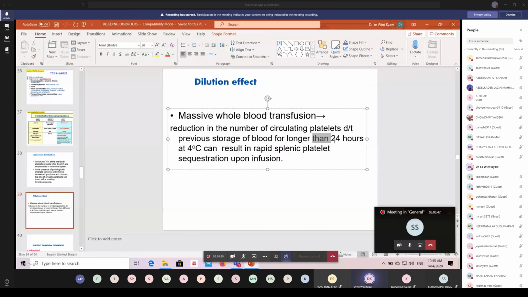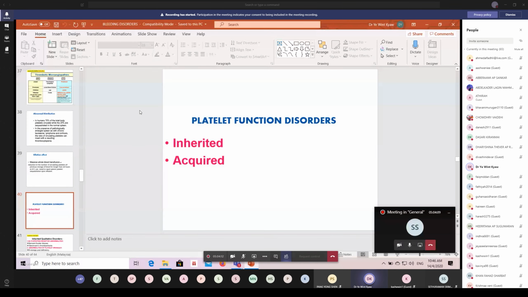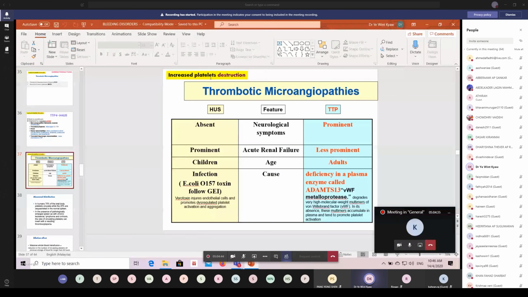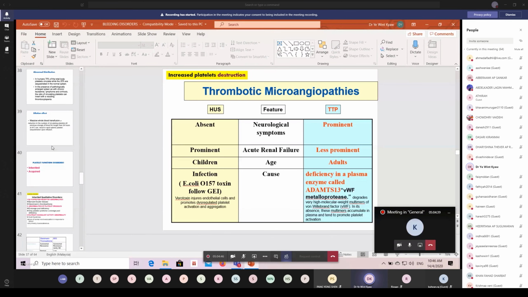Platelet function disorder. Previously platelet count disorder, now platelet function disorder. Is this quality or quantity? Qualitative disorder or quantitative disorder? Qualitative. This is quality, your function. The count can be normal, but the function is abnormal. Previously, all of these could cause reduced platelet count and so reduced function. Now it's their quality. Count is normal, but not well functioning.